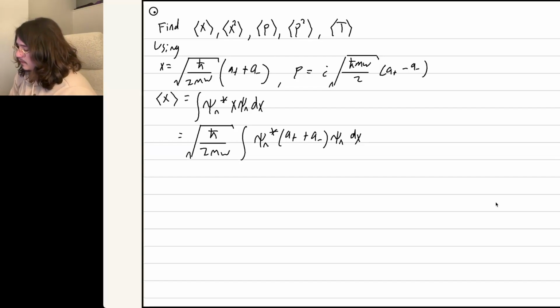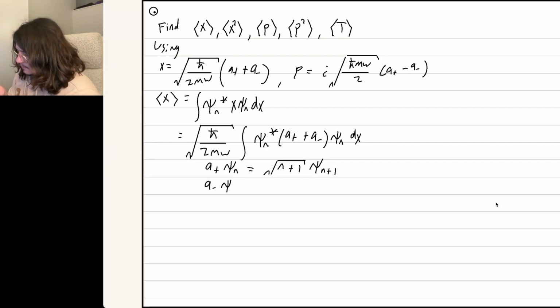So we don't really have to find out, we just have to use the fact that the raising operator times state n will give you the square root of n plus 1 times state n plus 1, and then the lowering operator will give you root n times the state n minus 1.